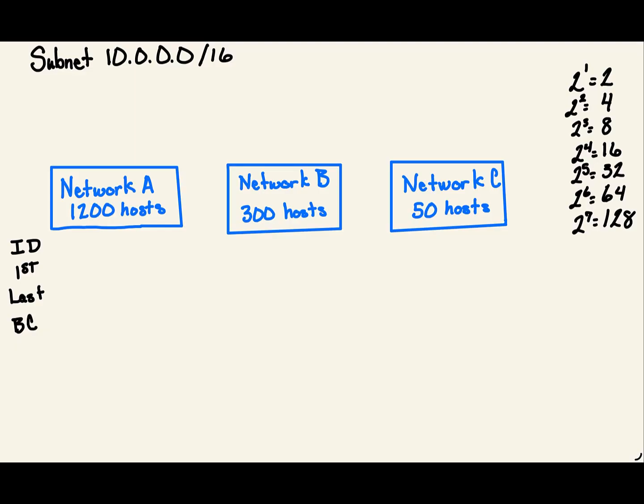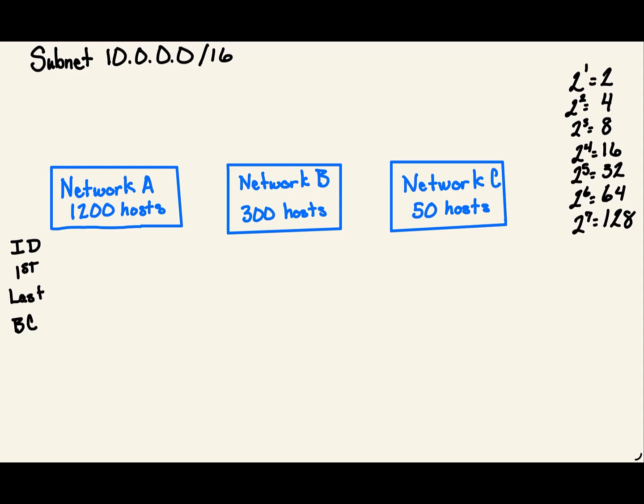We'll subnet a 10.0.0.0/16 network to support 1,200 hosts, 300 hosts, and 50 hosts without calculators, without some sort of trick or shortcut. This method works for the CCNA 200-301, and I'm sure it's going to work for the CCNA 2.0 as well. And it also works for real-world networking. This is the CCNA study series. Let's get started.